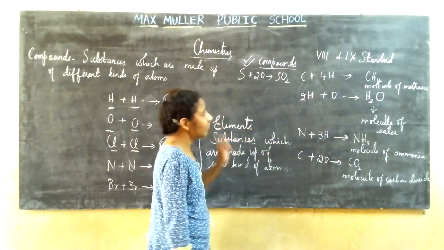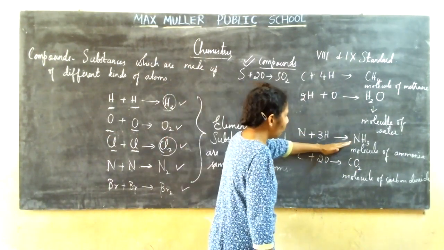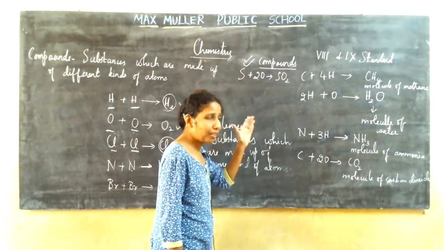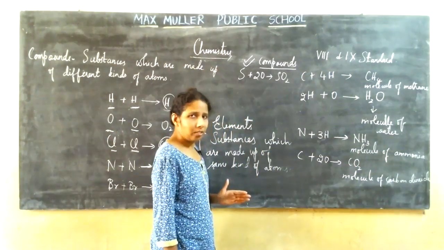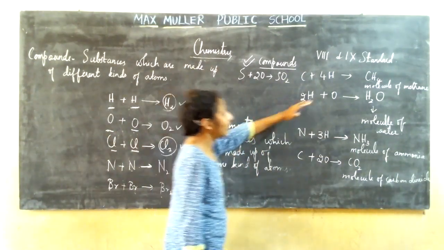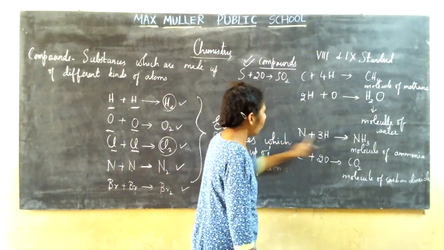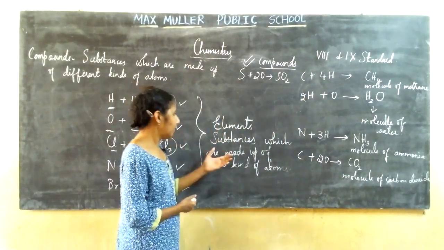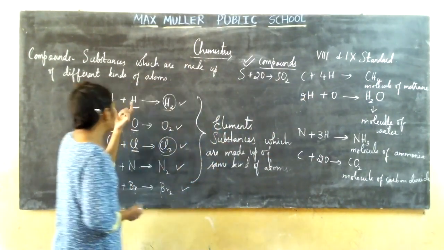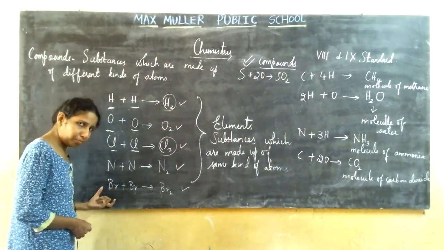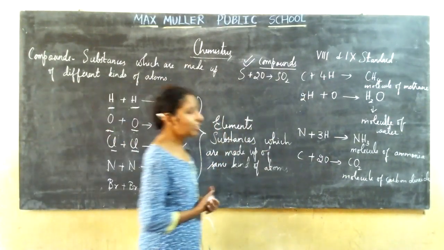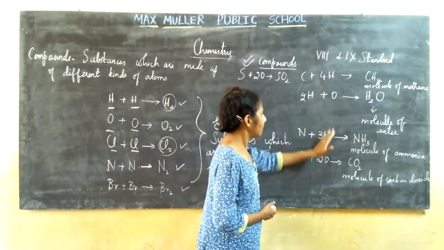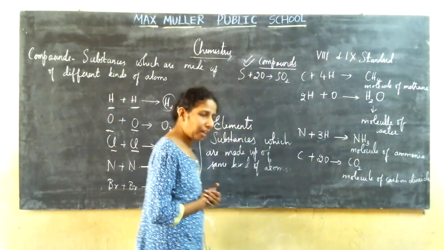Are you people understanding? Once again, I will repeat. Water, ammonia, carbon dioxide, methane, sulfur dioxide, they all are examples of compounds. Okay? Why? Because they are made up of different kinds of atoms. Did you people understand this? So what are elements? Elements, they are the substances which are made up of same kinds of atoms. Okay, what are compounds? Compounds, they are the substances, okay, which are made up of different kinds of atoms. Did you people understand this?